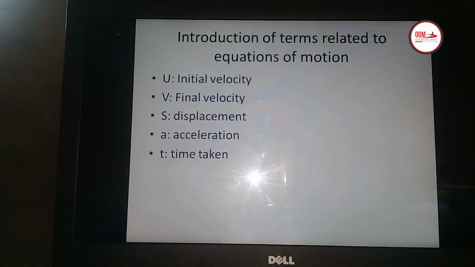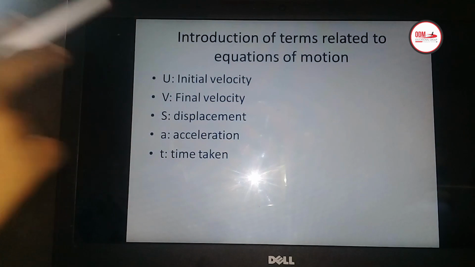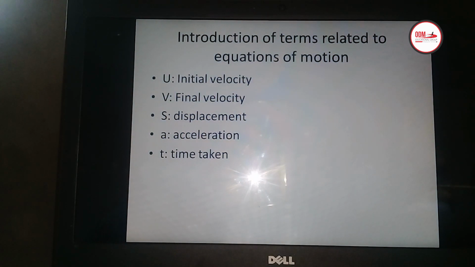Before starting the graphical proof of equations of motion, children, you all should know the terms related to these equations of motion. The first term is u. u is the initial velocity. Then v is the final velocity. s is the displacement. a is the acceleration. And t is the time taken. So these are the terms related to equations of motion.